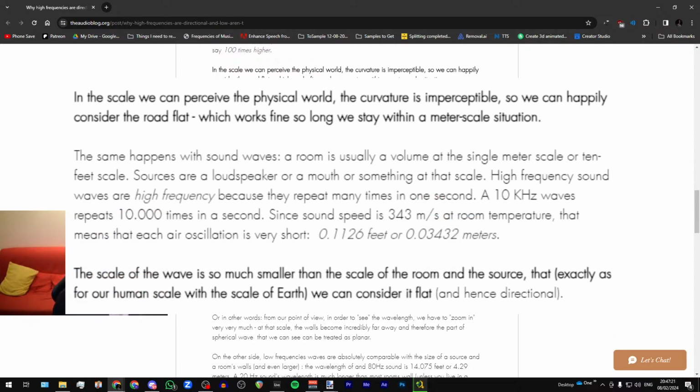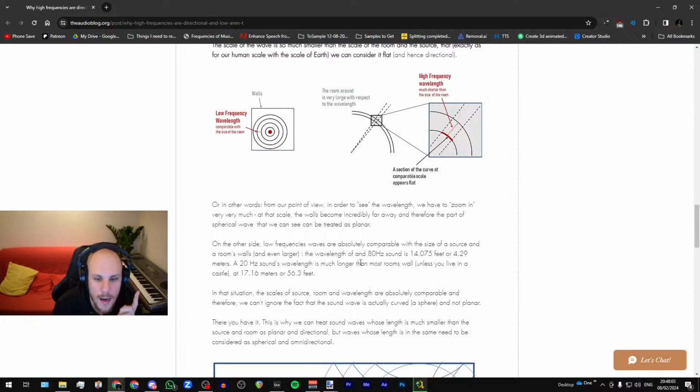The scale of the wave is so much smaller than the scale of the room and the source that, exactly as for our human scale with the scale of Earth, we can consider it flat and hence directional. Aha. This is where it becomes interesting.